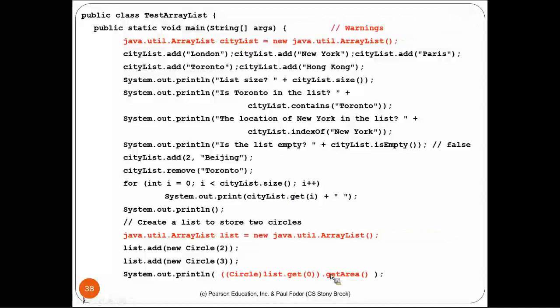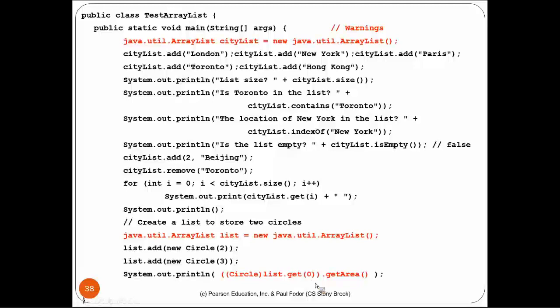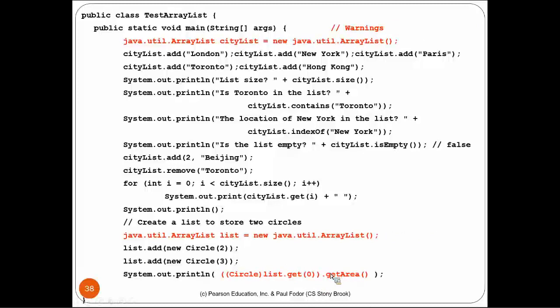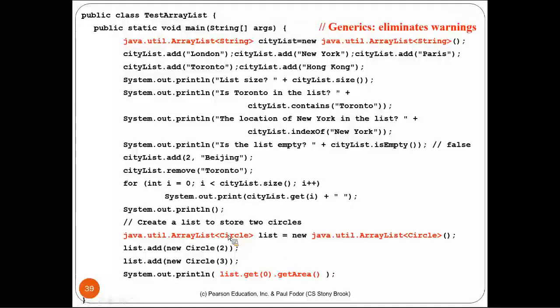Like in the case of our previous example, we got the element at index 0 in the second array list, and we had to cast it to a Circle before we call the method getArea. In the new example, the array list is specified to contain elements of the type Circle. So it will only contain elements of the type Circle or subclasses of Circle. So when we actually get an element from the list, we can directly call methods for that class, because we know that we could not have had in that list elements of another type.